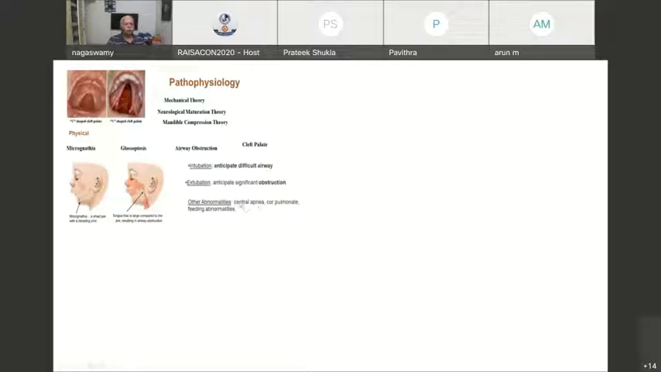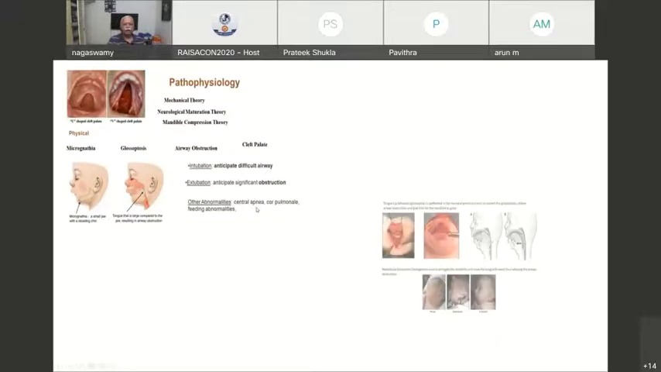If they are born a little premature, they can go for apnea of the newborn. Sometimes if they are having a severe degree of obstruction and they are operated say at the age of 2 months or 3 months, by the time they could have developed cor pulmonale because of the chronic hypoxemia, and feeding abnormalities also may be there.